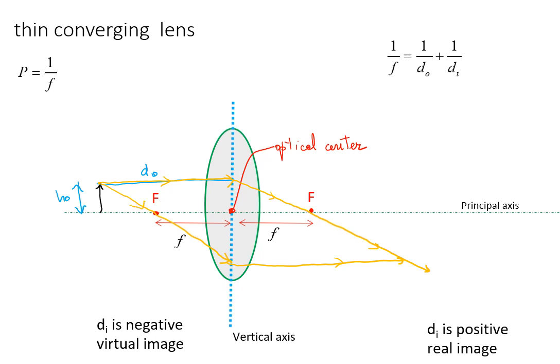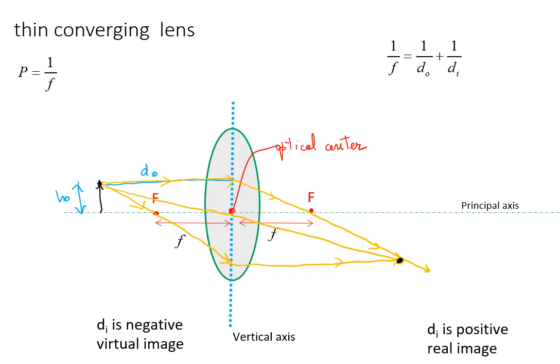The third rule tells that an incident ray that passes through the center of the lens will in effect continue in the same direction that it had when it entered the lens. So here we have this ray passes through the optical center and then continues. So this point here is the image of exactly this point here.